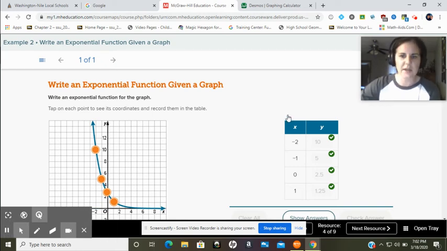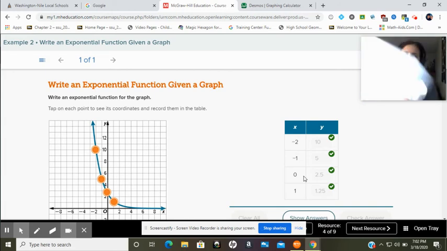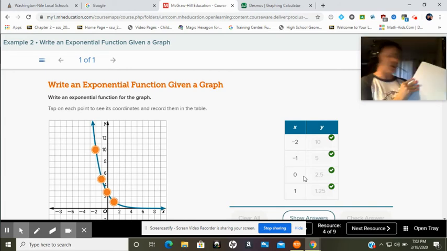All right, there we go. So I'll plug them in: -2, 10; -1, 5; 0, 2.5; and 1, 1.25. So we already know that our y-intercept is at 2. That's automatically mine, and you can test that out, but I'm not going to take the time for the video to do that by plugging in and solving.